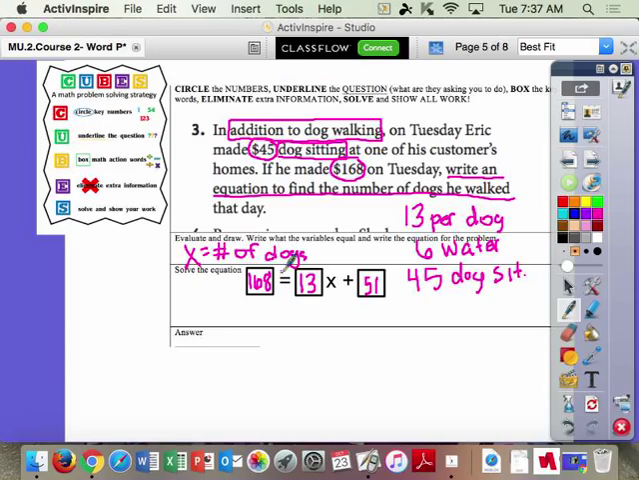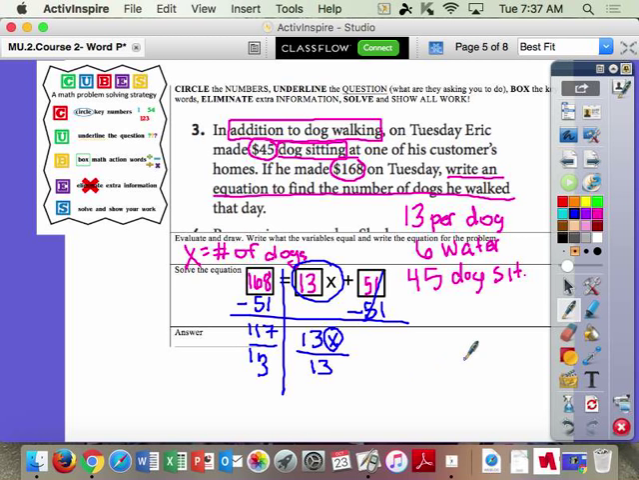Okay? Otherwise, we're going to solve it the same way. So subtract 51 on both sides. That cancels out. That leaves me with 13x. This leaves me with 117. Circle x. Divide by 13. What is 117 divided by 13? 9. All right. So, again, let me do a bright color. 9, what? 9 dogs.